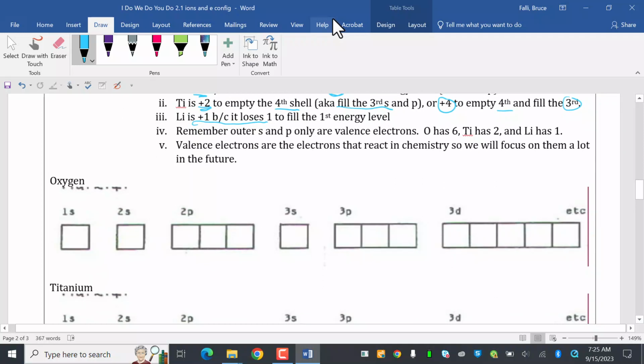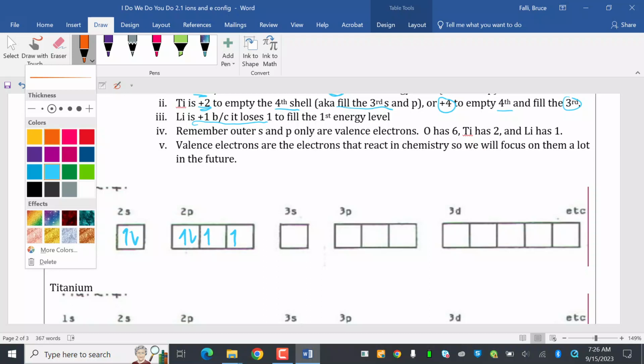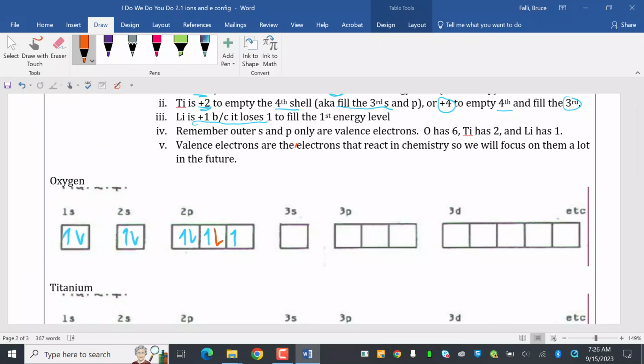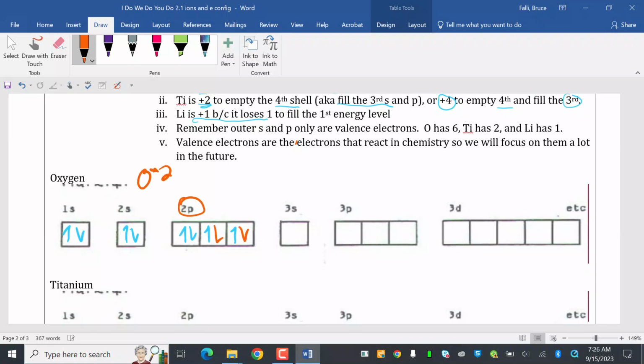So if I've got oxygen, oxygen's orbital diagram to start with is 1s2, 2s2, 2p4. Okay, so oxygen wants to be full. In order to fill it up, I would add 2 electrons, and then that would give me a full 2p. So that's why it's O -2. I added 2 electrons.